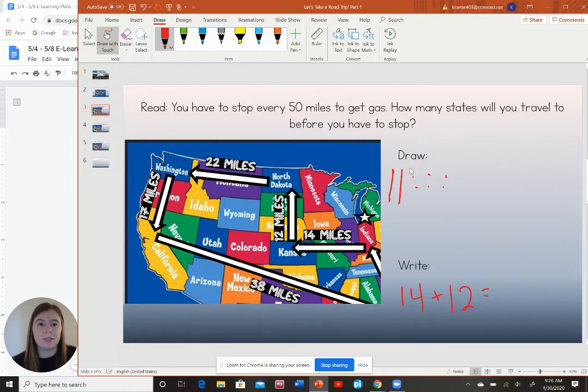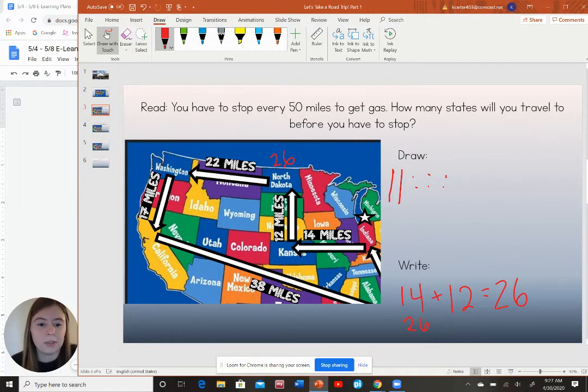So we have 1 10, 2 10s, so that's 20. And we have 1, so we have 21, 22, 23, 24, 25, 26. So 14 plus 12 is 26. And so when I get to North Dakota, I will be at 26 miles. Now, thinking back to my problem, I don't have to stop until I get to 50, and so I can keep going. So after I go to North Dakota, I'm on my way to Washington, and I will have gone 22 miles. So I'm going to go ahead and add 22 miles to my 26.